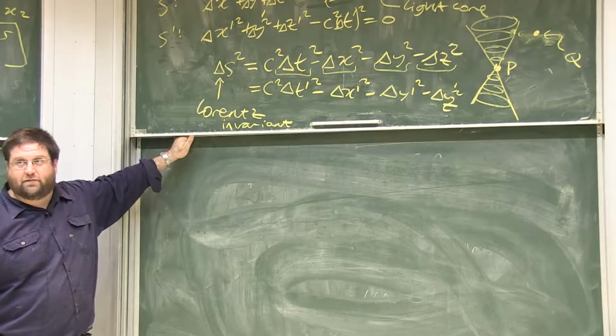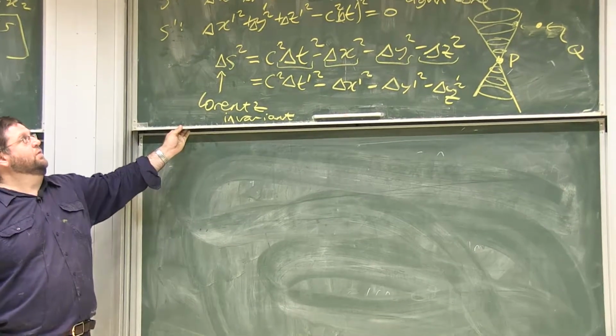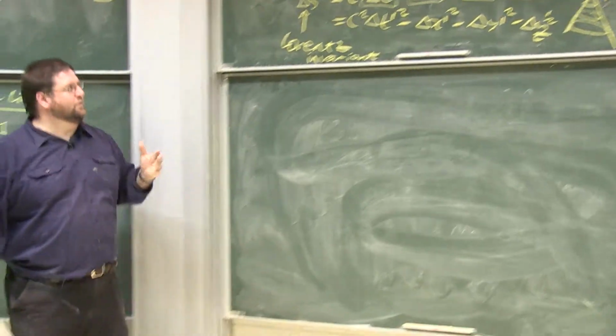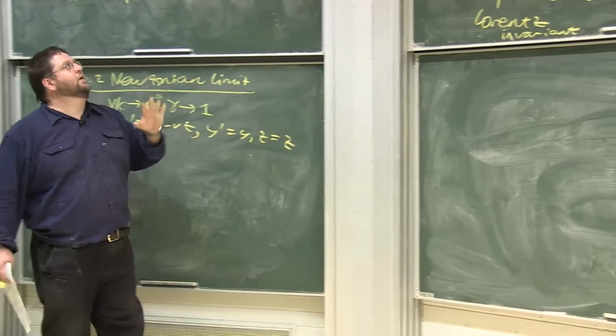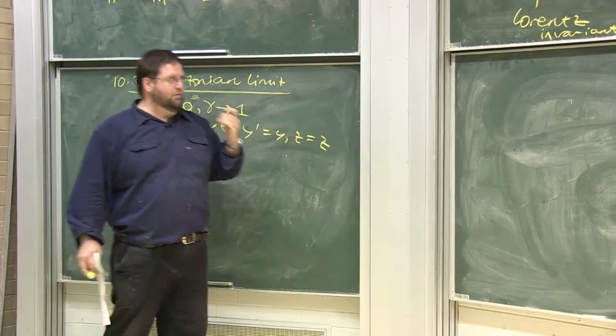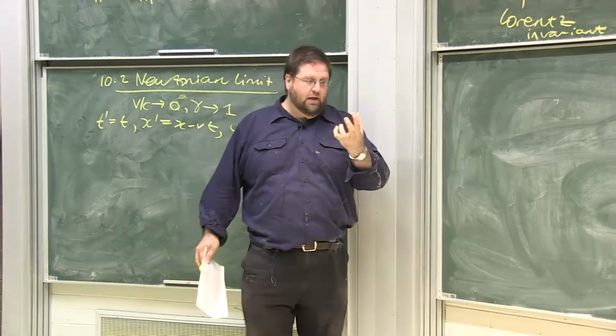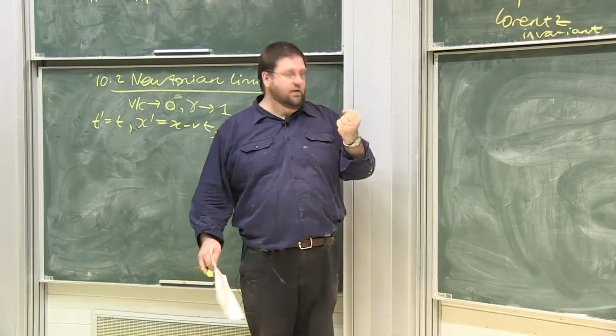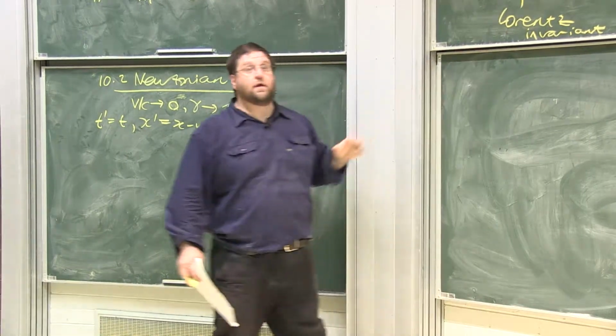However, this space is not Euclidean, right? So Pythagoras' theorem does not work in this space. We'll get to this point a little later in more depth. This is not a Euclidean space, and so it has properties that are utterly unlike Euclidean space. Yeah?